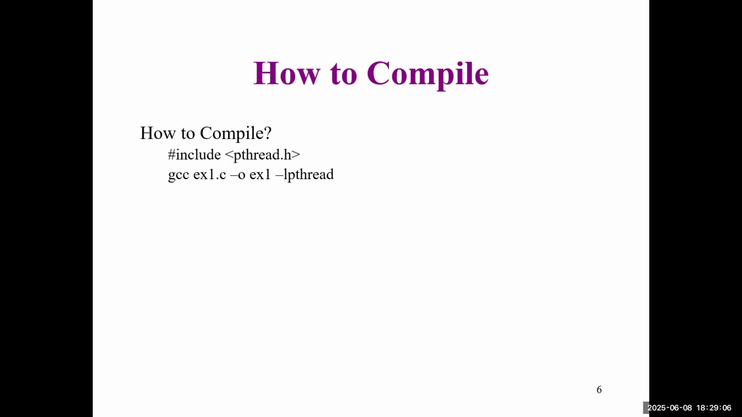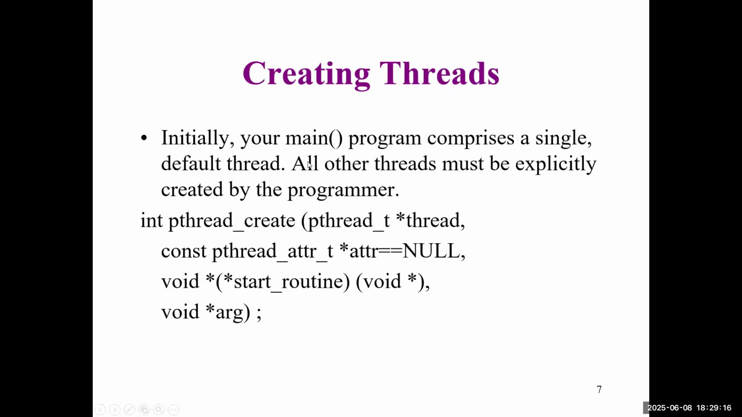How to compile: if you're compiling threads in a Unix environment, you have to use the -lpthread option in your compilation. Initially, your main program comprises a single default thread. All other threads must be declared using the pthread_create function. Here you see pthread_create. It has a bunch of parameters. We'll go through them one by one. How many parameters do you see? There's the pthread type, which is the thread itself, the attributes, the routine that you want to run, and the argument.